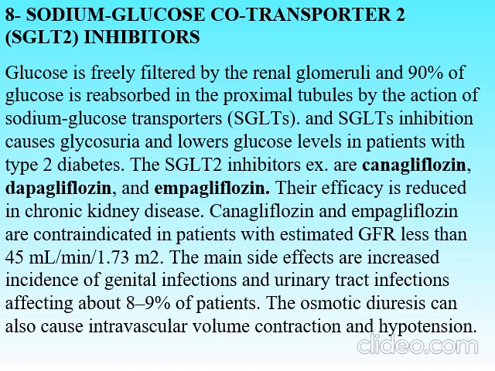The main side effects are increased incidence of genital infections and urinary tract infection. About 80 to 90% of patients suffer from increased infection in the urinary tract. The osmotic diuresis can also cause intravascular volume contraction and hypotension.